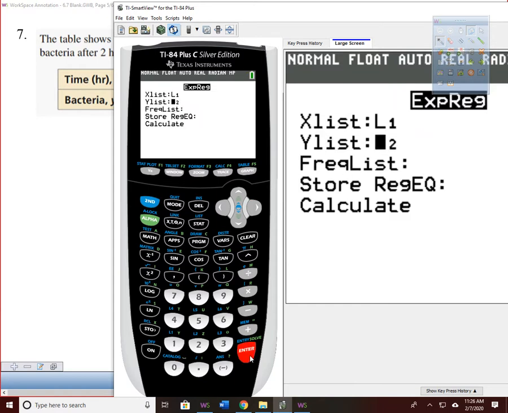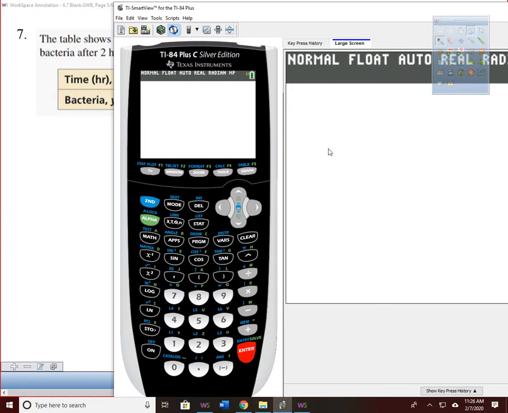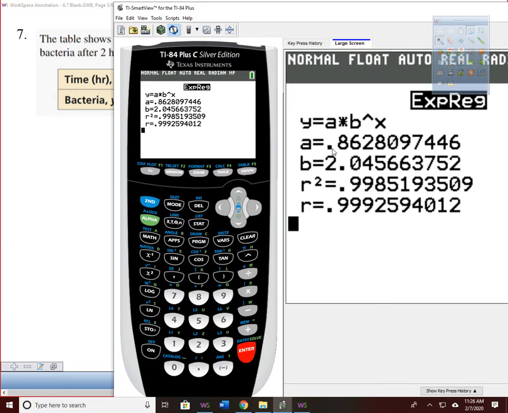X's are in list 1, y's are in list 2. Go to calculate. Your A value is 0.86. Your B value is 2.0, which we'll round to a 5. And notice you're really close to 1 on your R2, so this is a great fit for an exponential model. So I'm going to write that equation down.